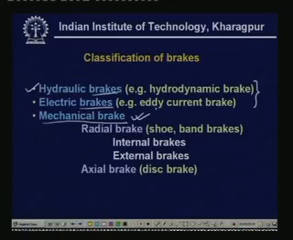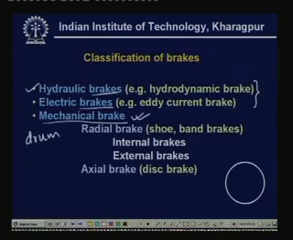Now, these can be divided into two parts. One is the radial brake. Radial brake means that the normal force is applied radially. Here we use drum type brakes or cylinder type brakes. If you look at the cross section, for example, this is the part of the drum and we apply the force radially.